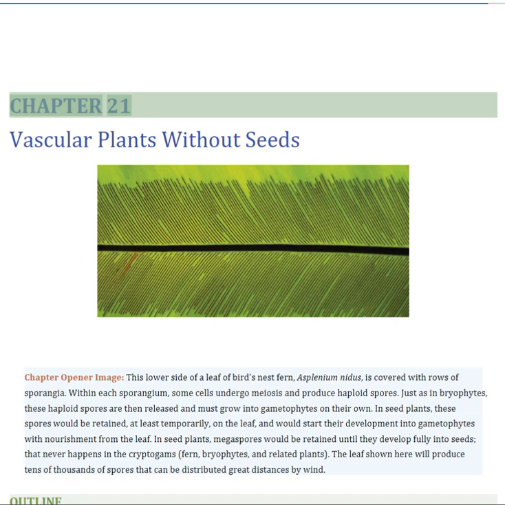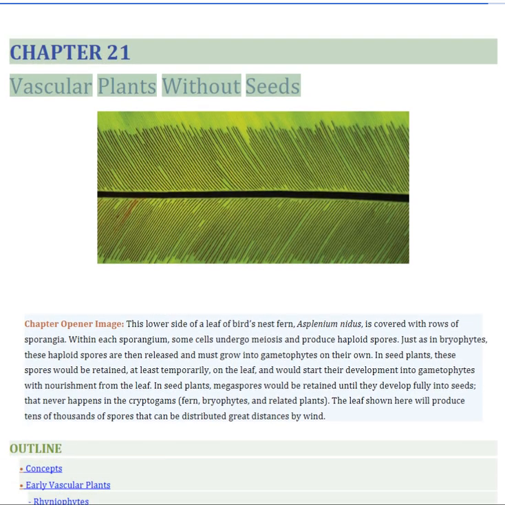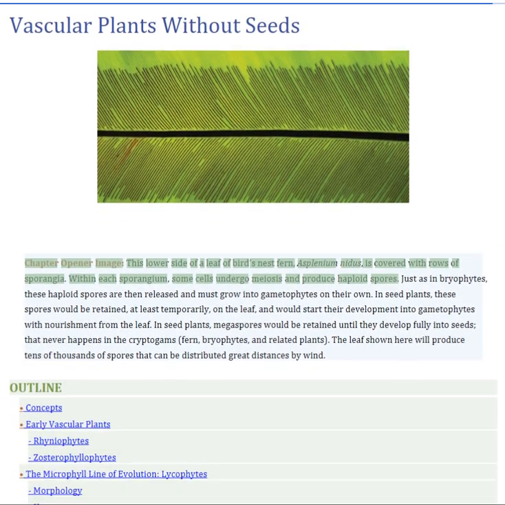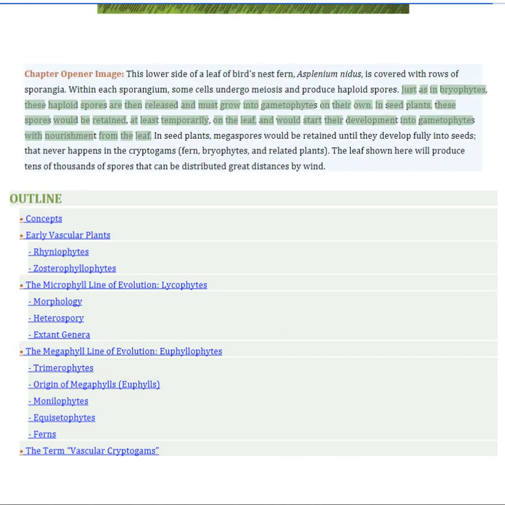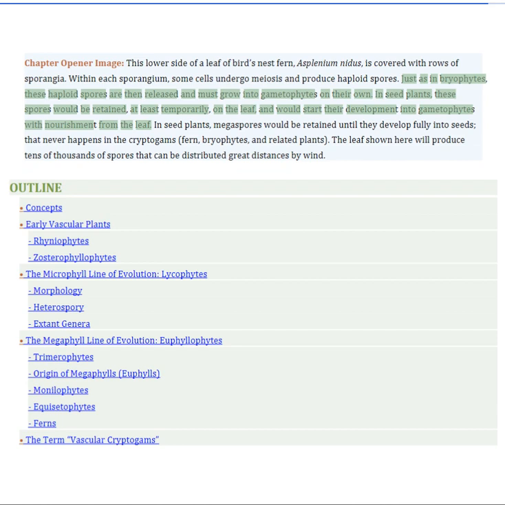Chapter 21. Vascular plants without seeds. Chapter opener image. This lower side of a leaf of bird's nest fern, Asplenium nidus, is covered with rows of sporangia. Within each sporangium, some cells undergo meiosis and produce haploid spores. Just as in bryophytes, these haploid spores are then released and must grow into gametophytes on their own.